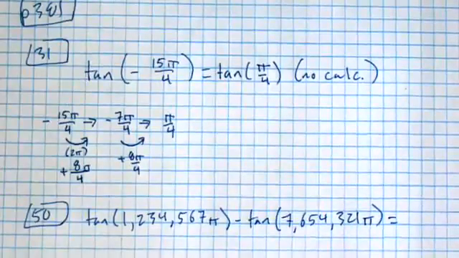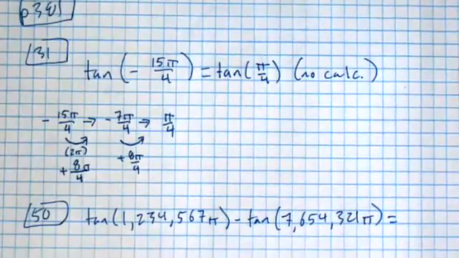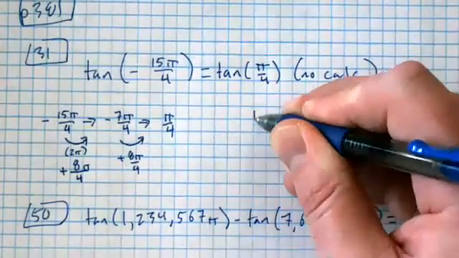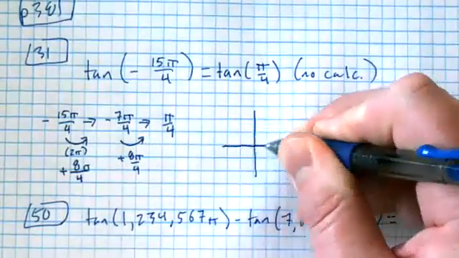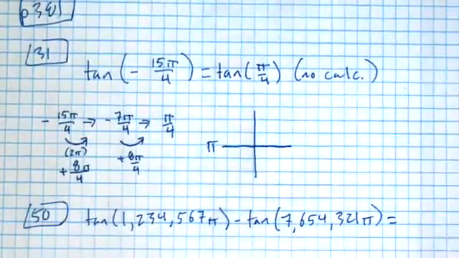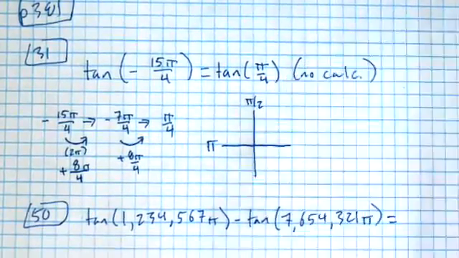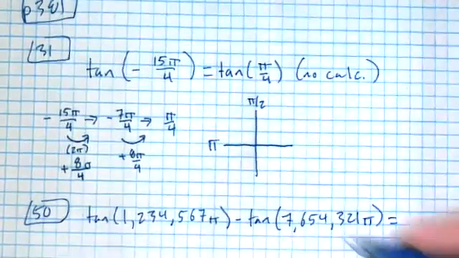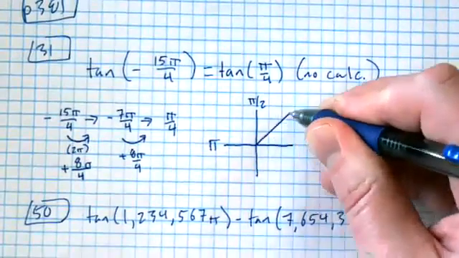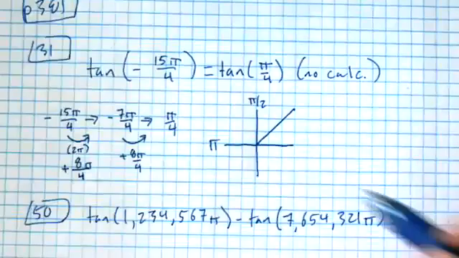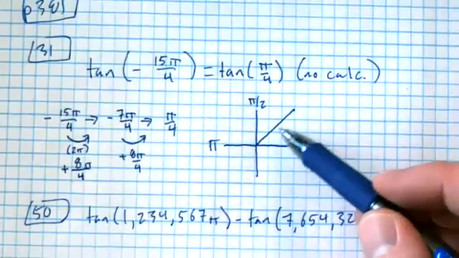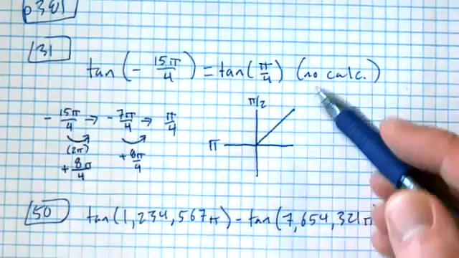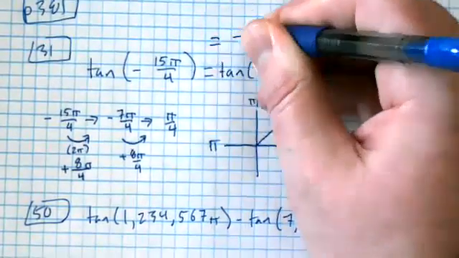So I need to think about the tangent of pi over 4. I need you to be able to think through what that would look like on our unit circle. Remember, pi is here. This is pi over 2. So pi over 4 would be here, right? Is tangent positive or negative in this quadrant? Positive. So we're going to get a positive answer.